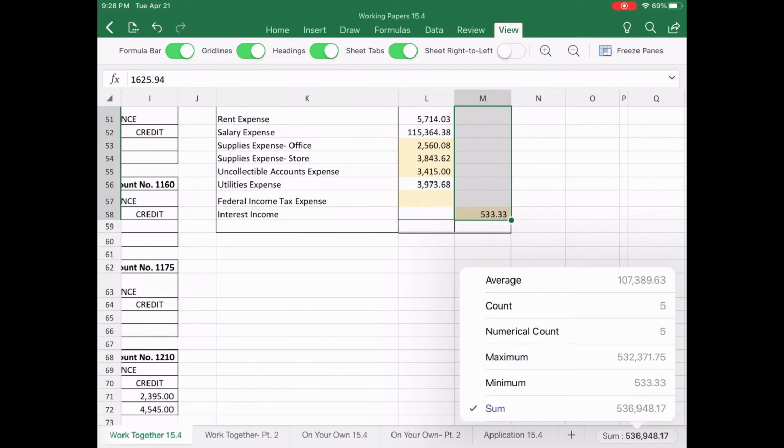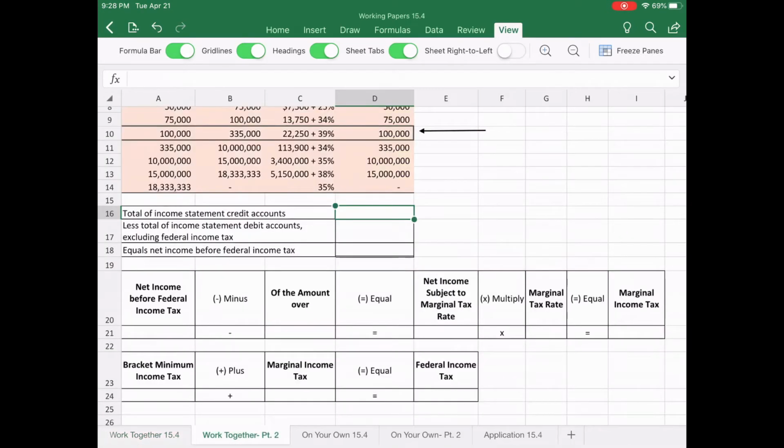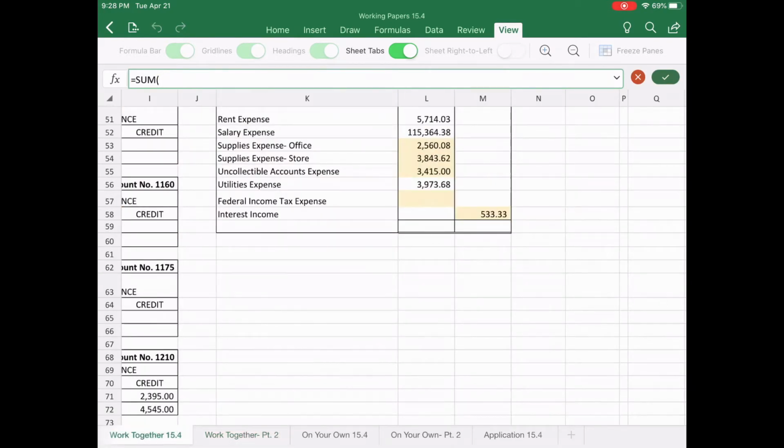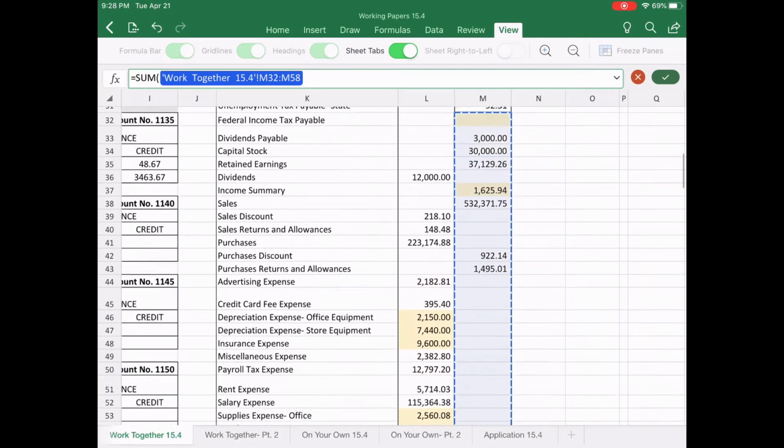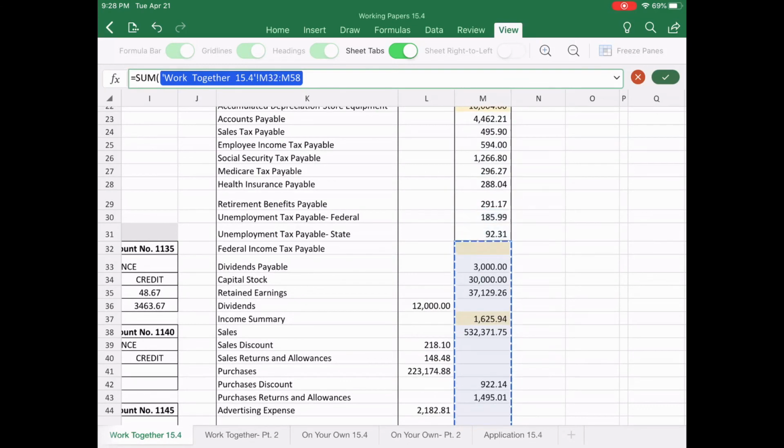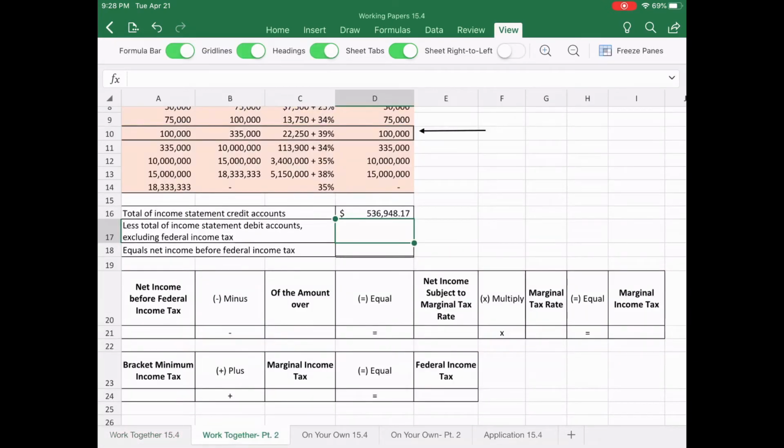So I'll show you an easy trick. We can go equals sum, and then I can click back on my first tab and highlight those cells again. It'll just copy those numbers. It'll copy the total over for me. Okay? And then D17 wants less, so subtract, the total of income statement debit accounts, excluding federal income tax.